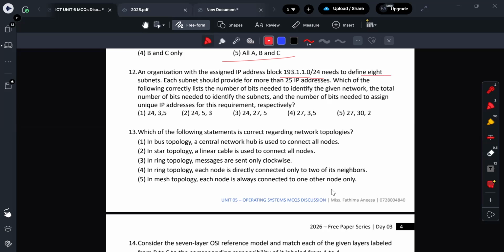Number of bits needed to identify the given network, number of bits needed to identify the subnets, and number of bits needed to assign unique IP addresses. Can you guys guess the answer? Let's see. When some went through this question, they were confused with the scenario. What are they asking, right?